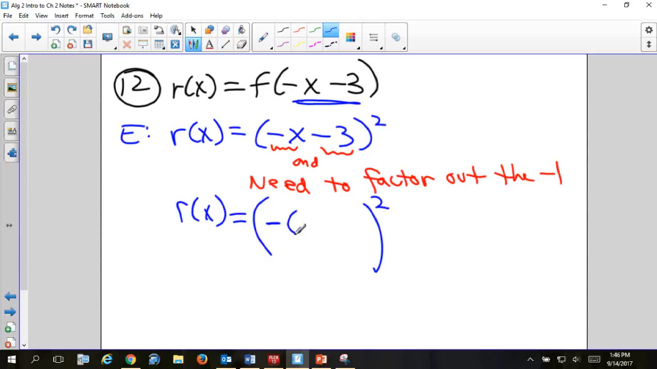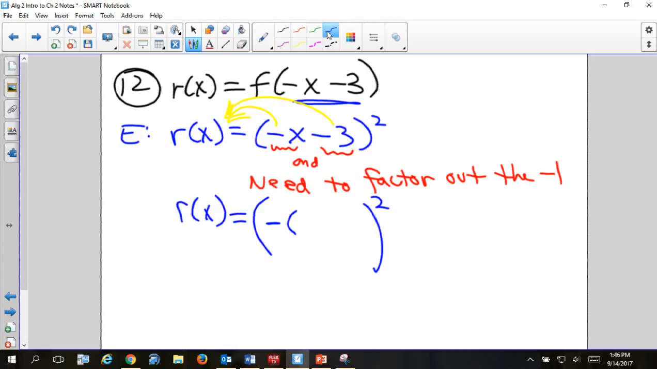And factoring is the same thing as the distributive property, it's just backwards. So instead of distributing, we're factoring out. What operation is distributing? That's multiply. So then what's the opposite of multiplying? What would it be to factor it out? Divide. So I'm going to divide out that -1 from both terms.